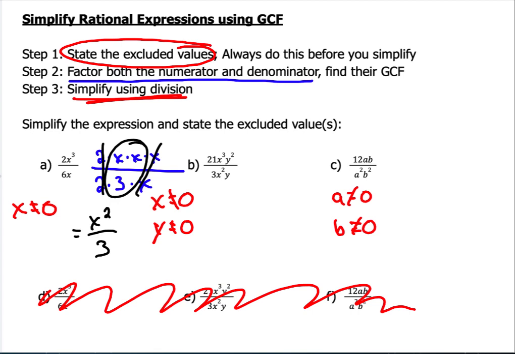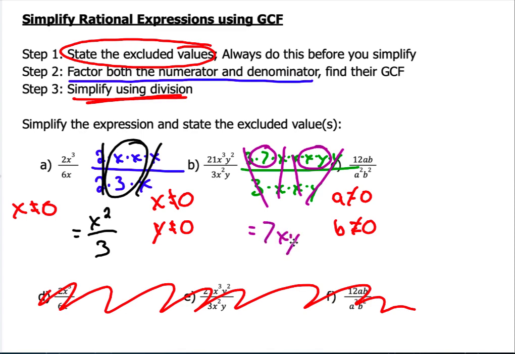So 21x cubed y squared. Well, 21 is 3 times 7 times x times x times x times y times y. 3 x's and 2 y's. In my denominator, I have 3 times x times y. I can cancel a 3, an x, and a y. Oh, and I can do 2 x's and a y. So I'm left with a 7x and a y. 7x, y is my simplified value.